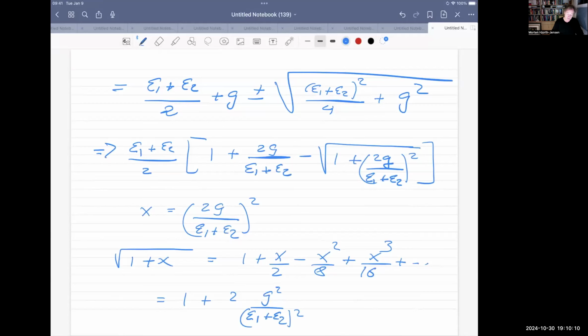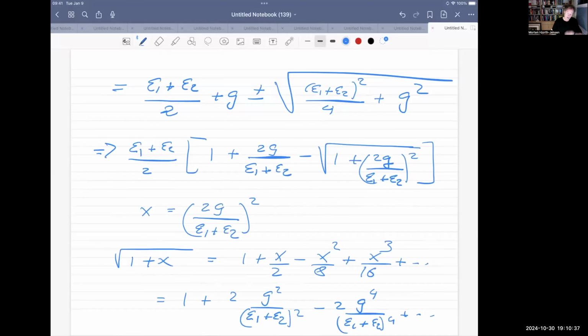And then we have x to the power of 2, which is actually 2 times g to the power of 4, which gives us 16 in front of it. So we have a minus 2 here, because we have 16 divided by 8. And then we have g to the power of 4 divided by epsilon 1 plus epsilon 2 to the power of 4. And this goes on to infinity.